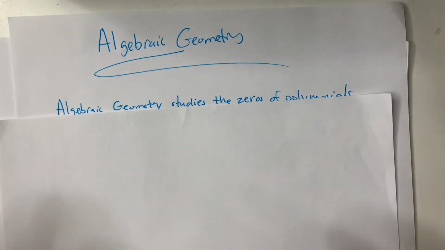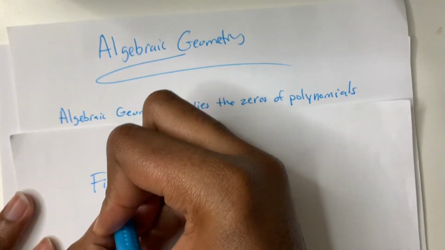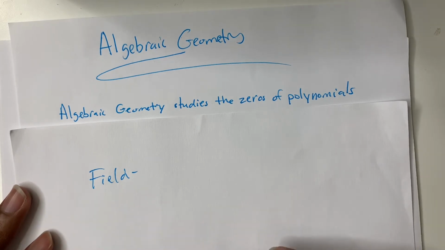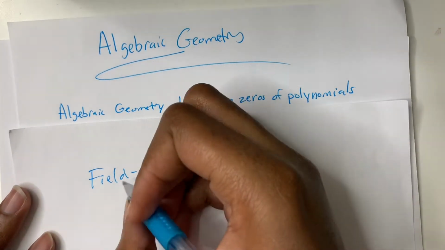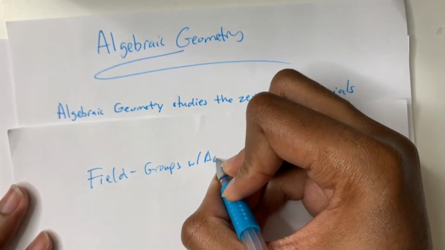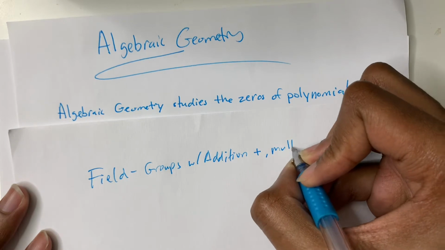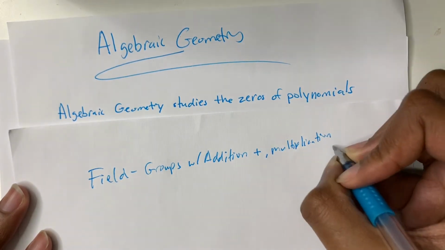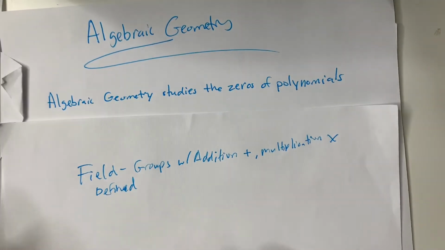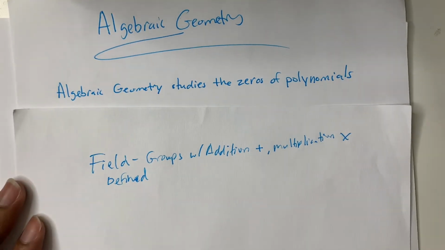First of all, let's start off with some prerequisite material. So let's define what a field is. Now, a field is one of the core essential concepts of algebraic geometry. And a field is basically a group with addition and multiplication defined on it. So take a group, if it has addition and multiplication defined, great. That's the first step to being a field.